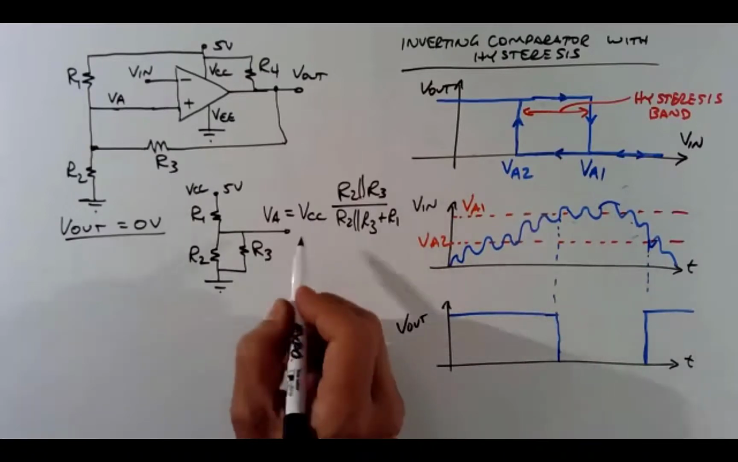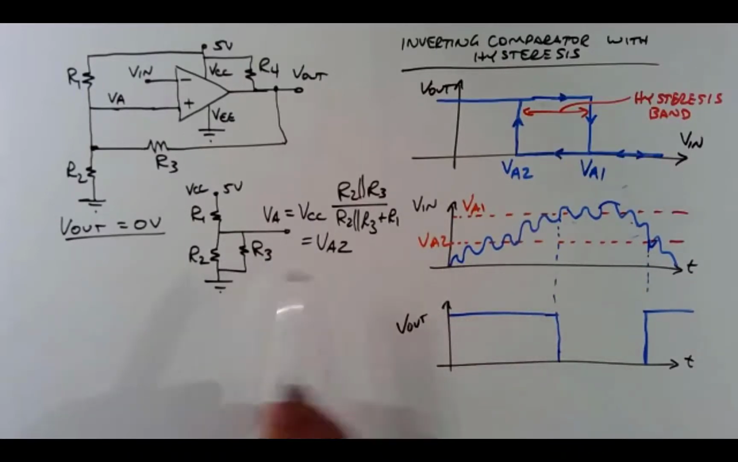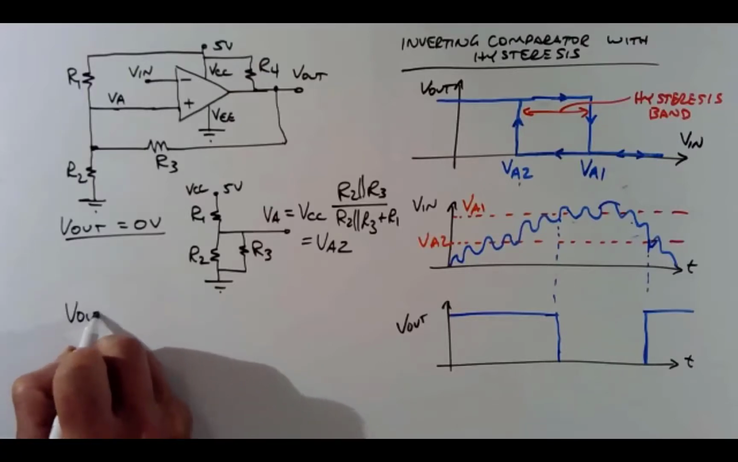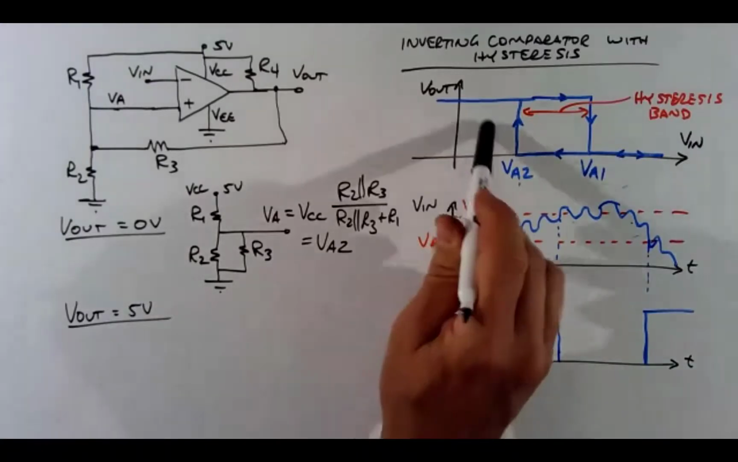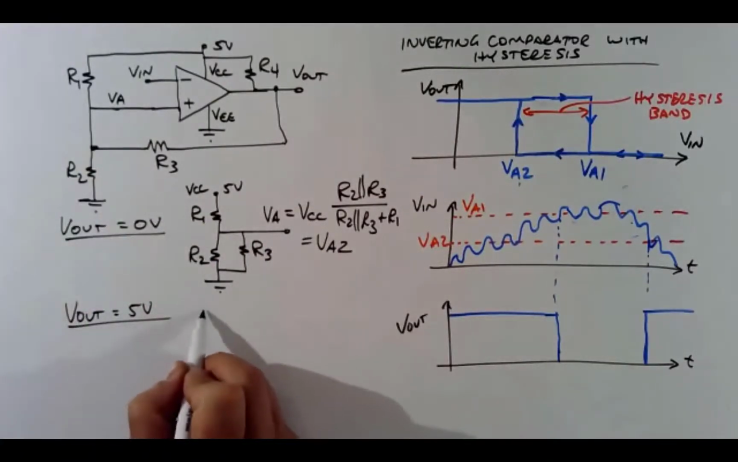So this is actually VA2, right? It's the lower value of the thresholds. If now I consider, well, what if V out is high? V out is 5 volts. Right, so I'm down here in temperature. So the circuit, you turn it on, V out is 5 volts. What is VA? Well, we can draw that here also.